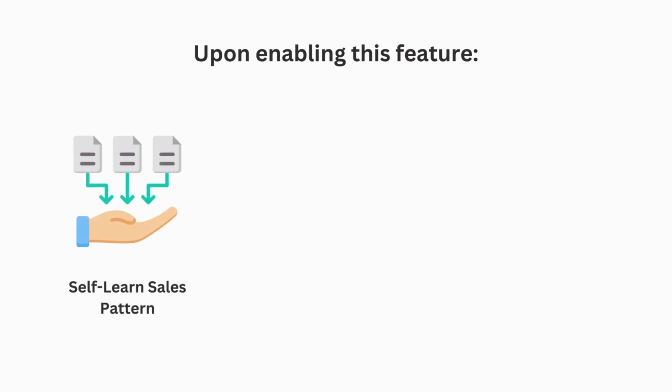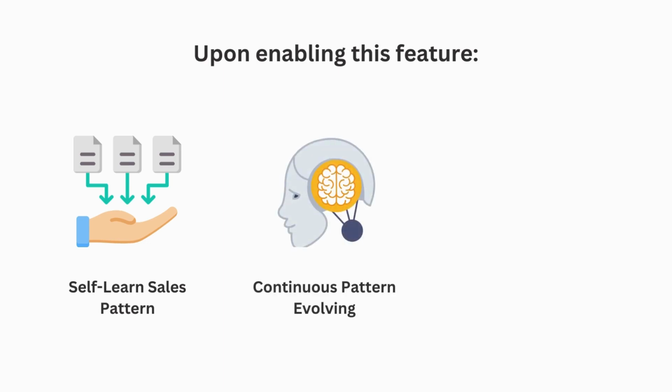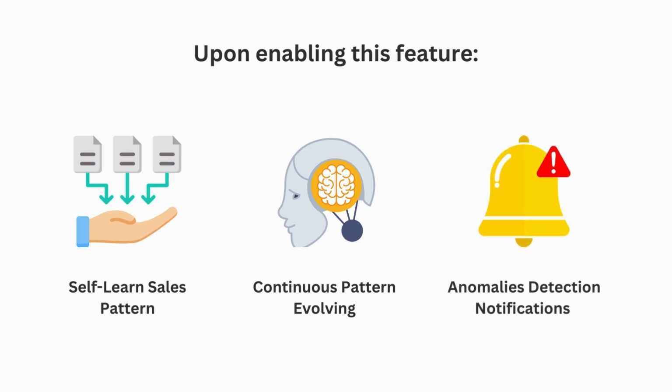In summary, upon enabling this feature, Fraud Labs Pro will automatically collect your historical sales data for pattern training. The pattern training will continue iteratively until you disable the feature. You will receive notifications if any anomalies are detected.